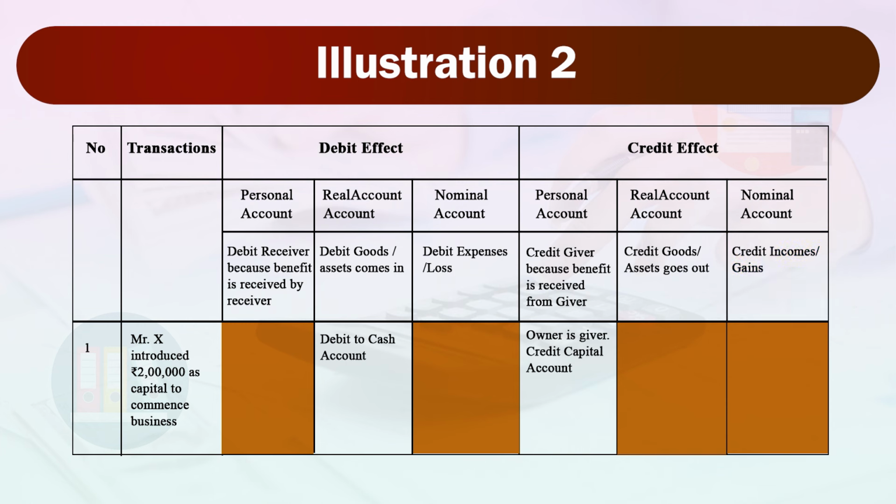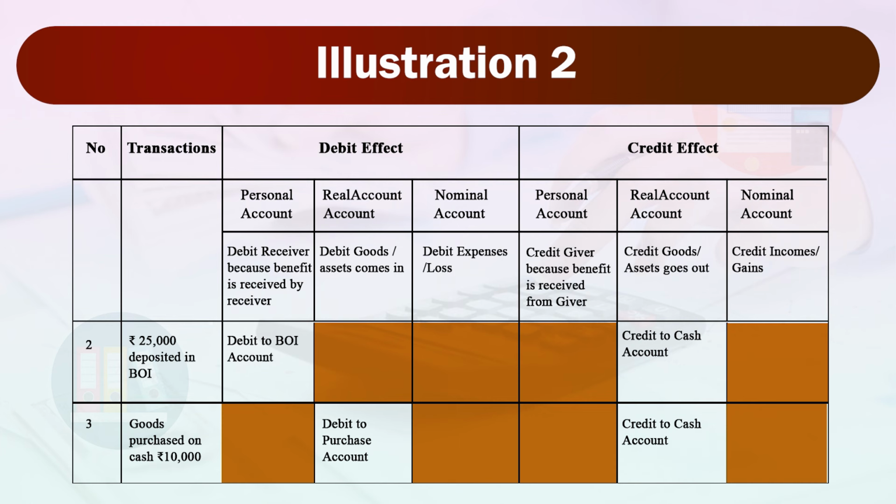Now, we will start with the first transaction. Mr. X introduced rupees 2 lakh as capital to commence the business. Here cash comes in the business. So, cash account, which will be treated as a real account, we have to debit as cash comes in the business, and then owner who is the giver. So, the second account, that is capital account, which is treated as a personal account.